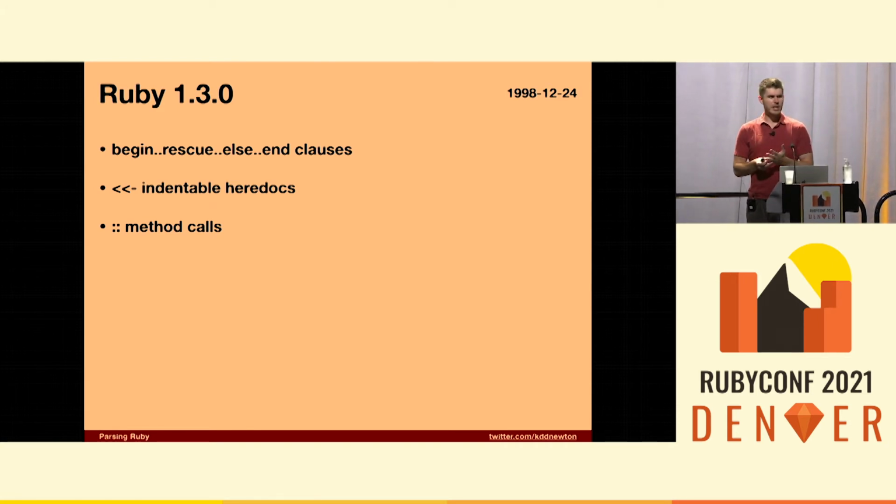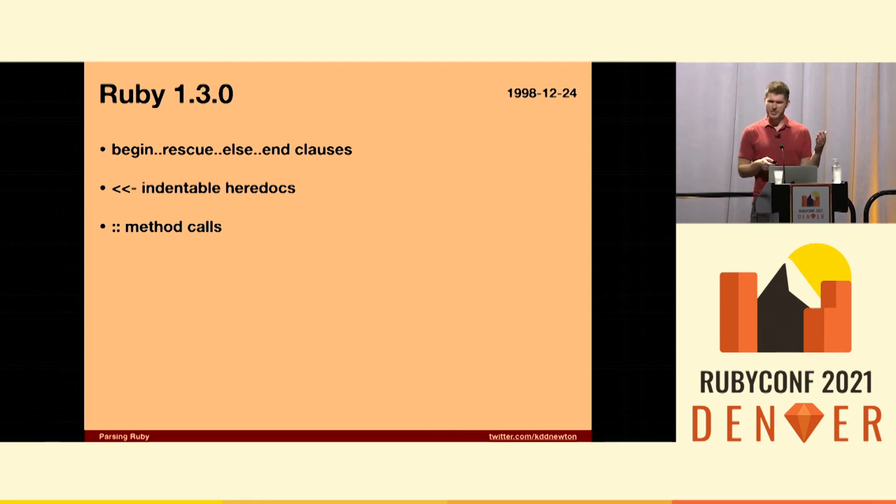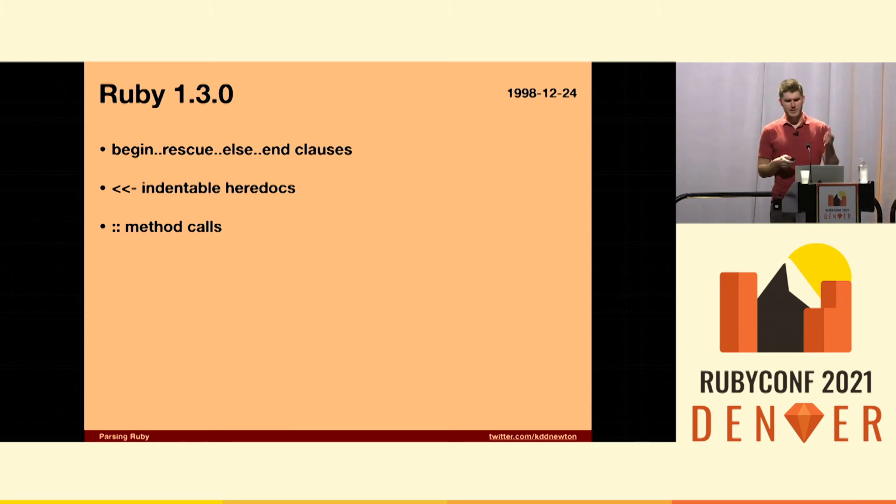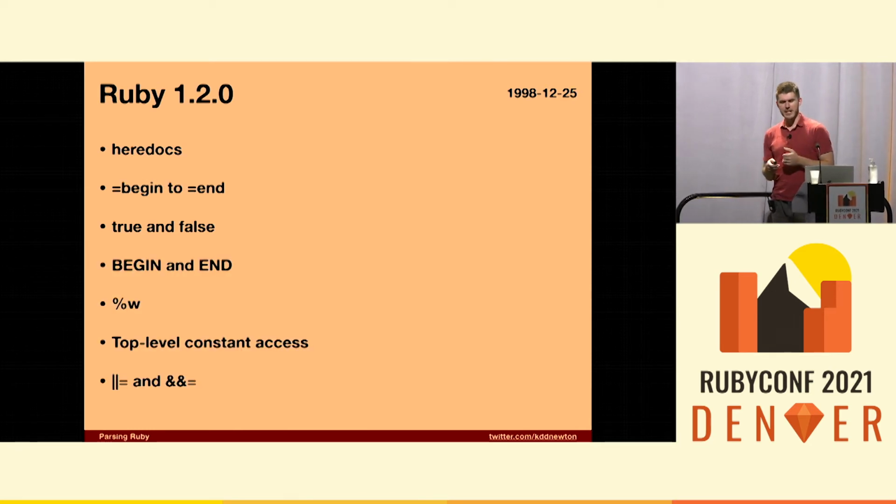I know that's confusing. The odd versions were developer releases and were used to be development branches effectively. This was SVN, or actually, I don't even know if it was SVN yet. But we get a couple of interesting things like body statements that can be begin, rescue, else, end clauses. We get indented here docs. The next day, Ruby 1.2.0 is released. And more and more things.